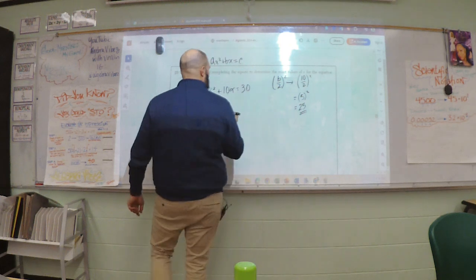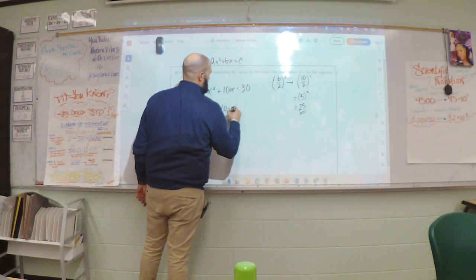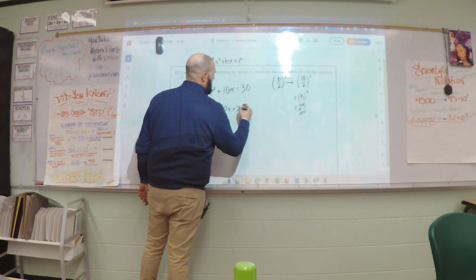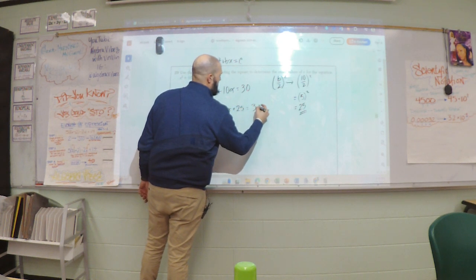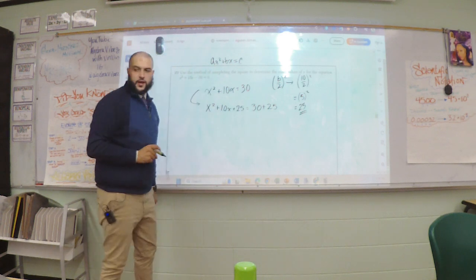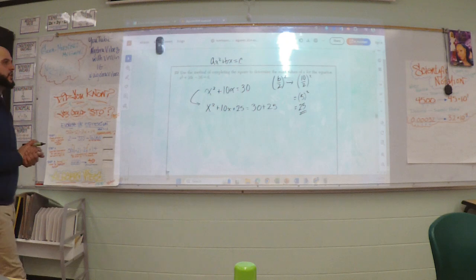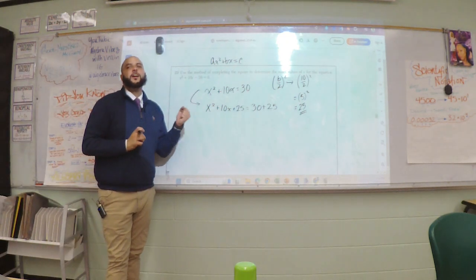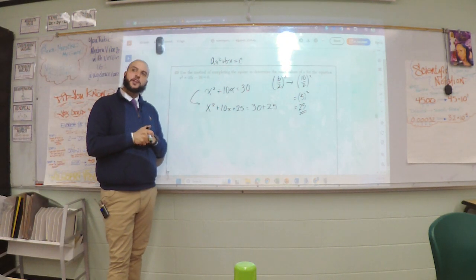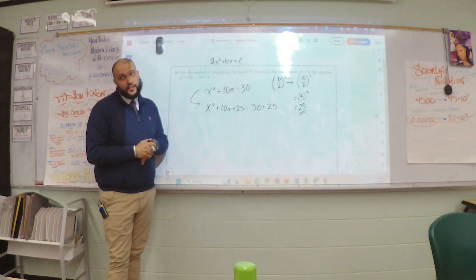So, I'm going to come back over here and literally just go x squared plus 10x plus 25 is equal to 30 plus 25. That's the next step. Alright? There's a reason why we're doing this. Usually, if you're lucky, you'll get what's called the difference of perfect squares and you'll be able to do some fun stuff. This one is not that.